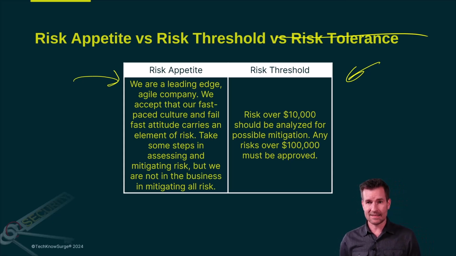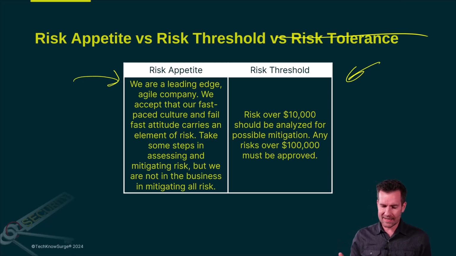From a risk appetite standpoint, here we have just a statement of how much risk a company is willing to take on, and it's more of a concept level. In this example: we are a leading edge agile company. We accept that our fast-paced culture and fail-fast attitude carries an element of risk. We take some steps in assessing and mitigating risks, but we're not in the business of mitigating all risks. So this is telling us that we need to make a logical effort to mitigate our risk, but don't go wild with it. Let's be very agile and move forward.